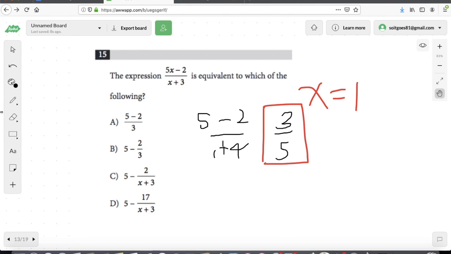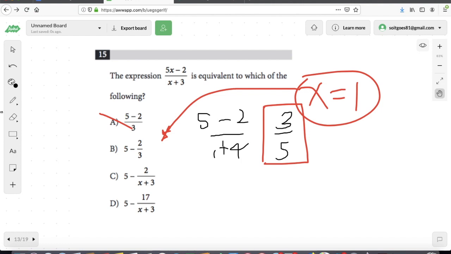Let's take a look at the answer choices. We're going to plug that 1 in for x into the answer choices and see which answer choice gives us 3 over 5. Now notice answer choices A and B, there's no x. So let's just simplify that. Does 5 minus 2 over 3 give us 3 over 5? No, it doesn't. What does that give us? It gives us 1. You get 3 divided by 3, which is 1. Not 3 over 5, so that's gone.